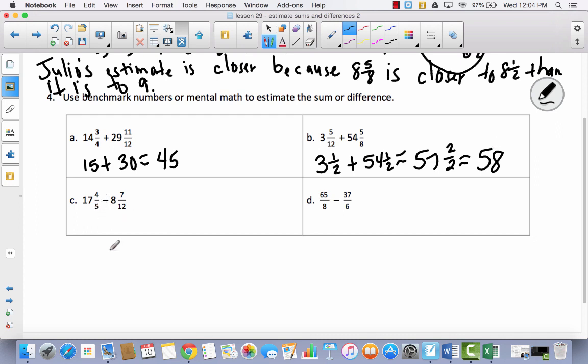All right, so let's try C. So I have 17 4/5. Well, 4/5 is almost a whole, so I'm going to say that this is about 18. And now I have 8 7/12. Well, 6/12 is 1/2. So this is really close to 8 1/2. So if I take 18 minus 8, that's going to give me 10. But then I still have to take away this half. How am I going to do that? What if I said 17 2/2 minus 8 1/2? So 17 minus 8 is 9, and 2/2 minus 1/2 is 1/2.